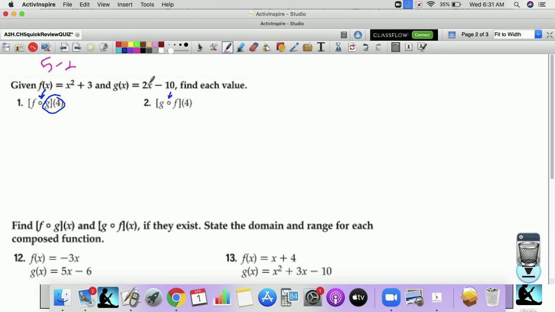So if I plug a 4 in here, I would have 2 times 4 is 8. 8 minus 10 is negative 2. So now I'm going to take that and I'm going to plug that negative 2 into the f function. So negative 2 squared is 4. 4 plus 3 is 7. So I end up getting that f of g of 4 is going to be 7.